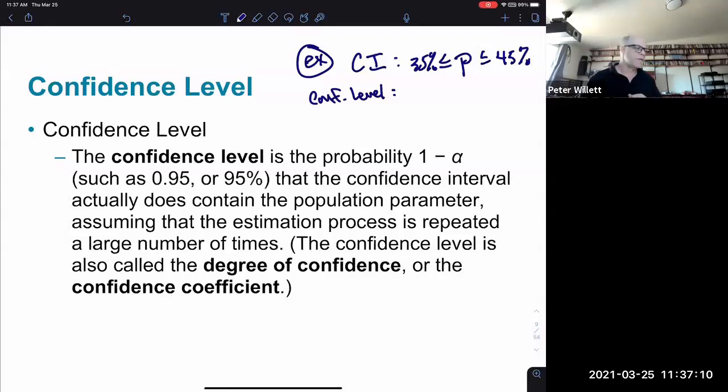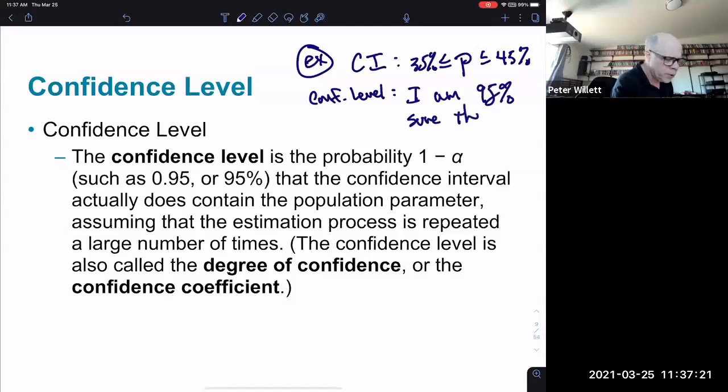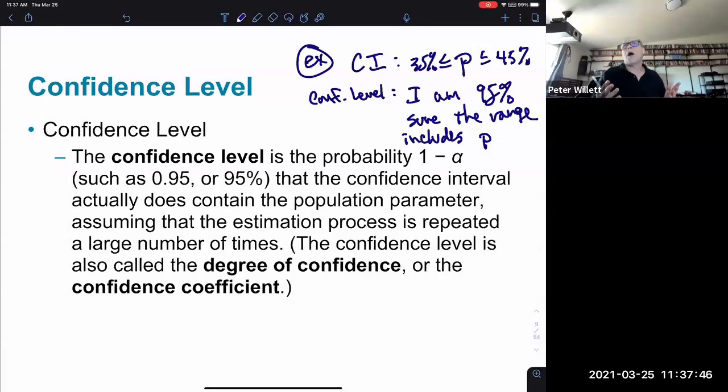So I give this range of values, but then I would want to also say something like, I am 95% sure the range includes P, the actual population value, because we came up with that range based on the results of a sample that we took, based on the results of statistics. And as we know, samples can vary. So P, I think, is in that range based on my sample.